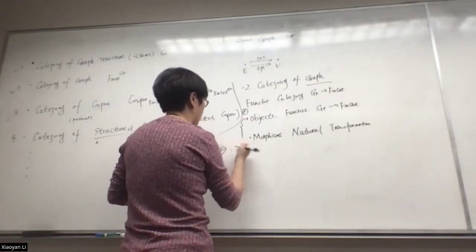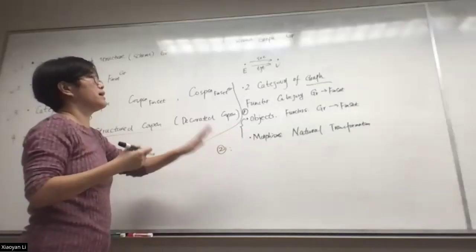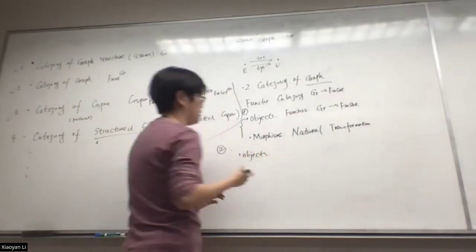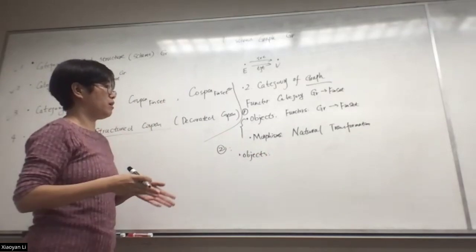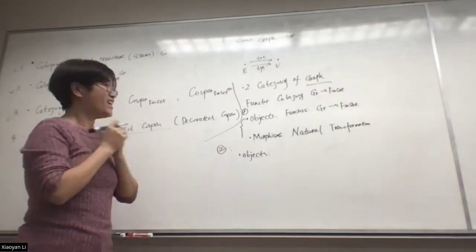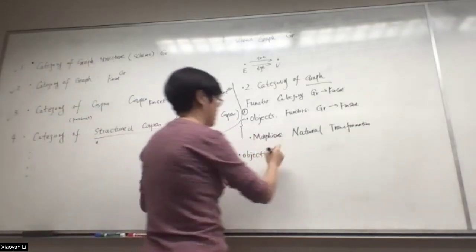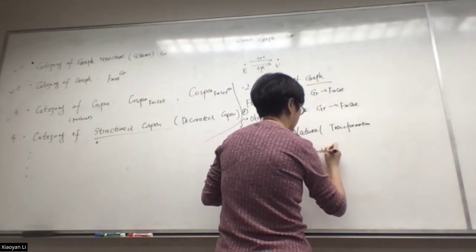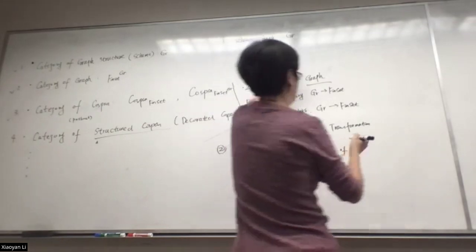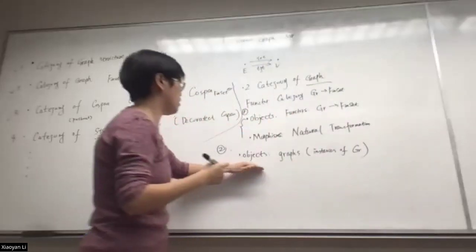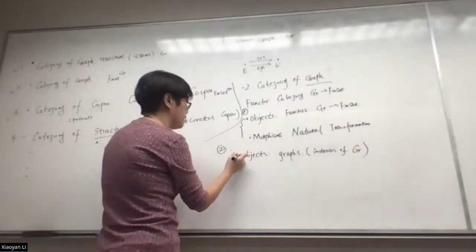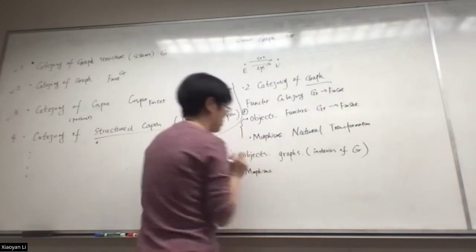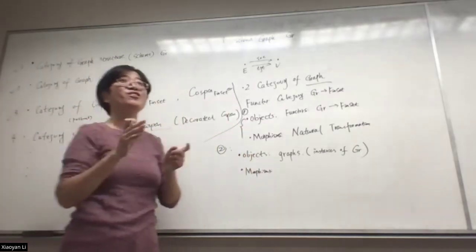Then the second way we think about the category of graphs: what are the objects? Maybe I will tell you the objects and then you let me know what the morphisms are. We just think of the objects as graphs, which are the instances of the schema GR. So the objects are just graphs. Then if the objects are these graphs, what are the morphisms? Homomorphisms. Thank you so much. Yes, that's graph homomorphisms.